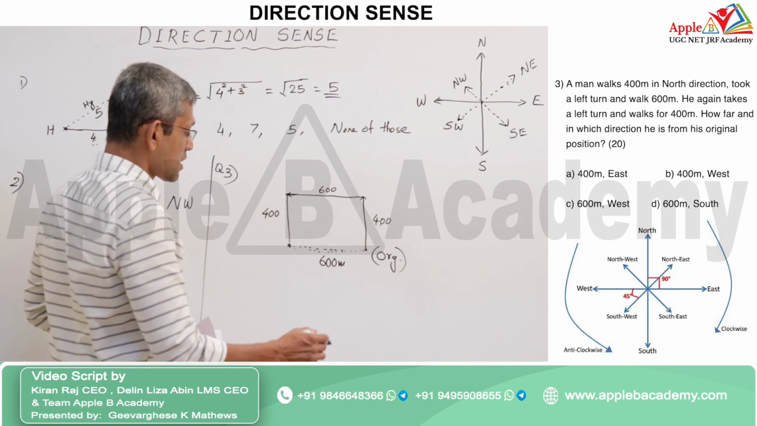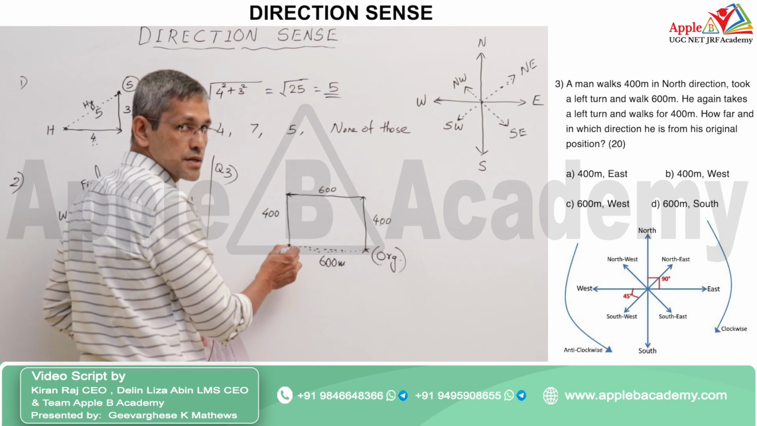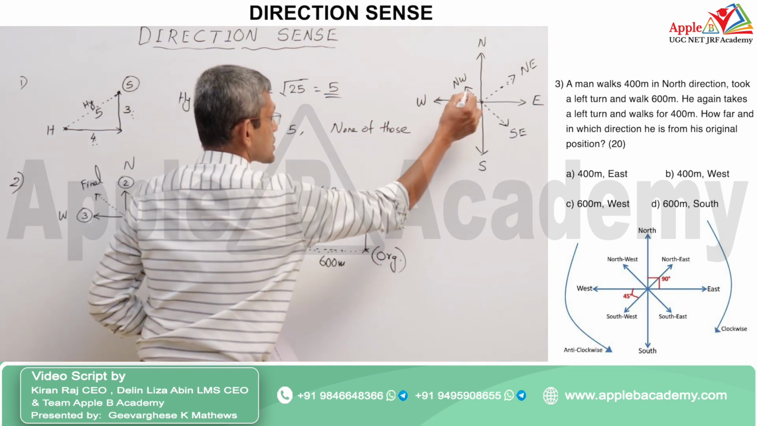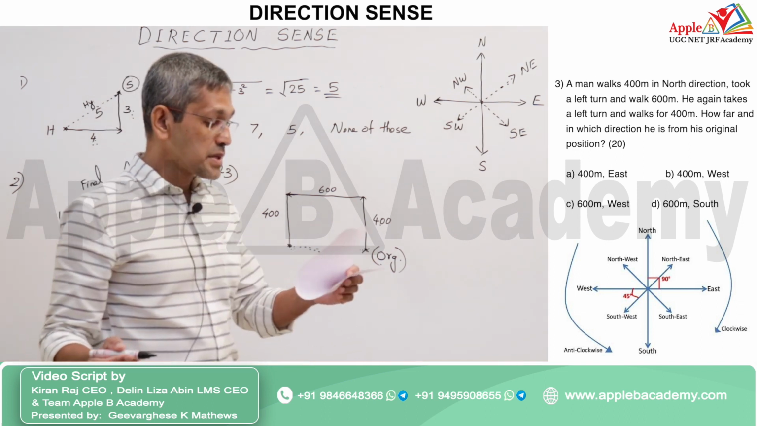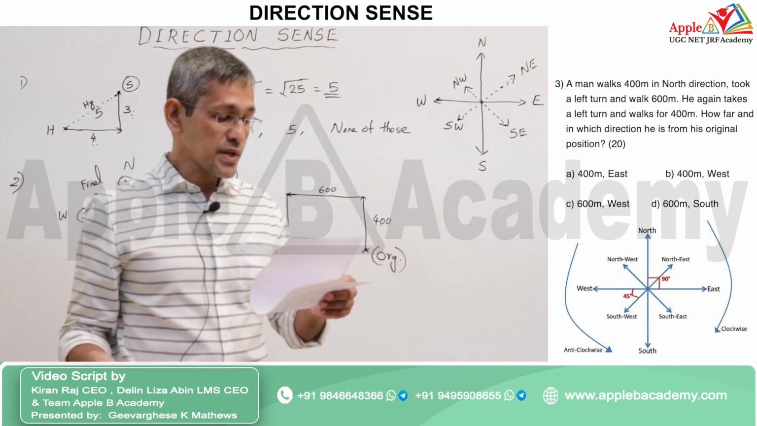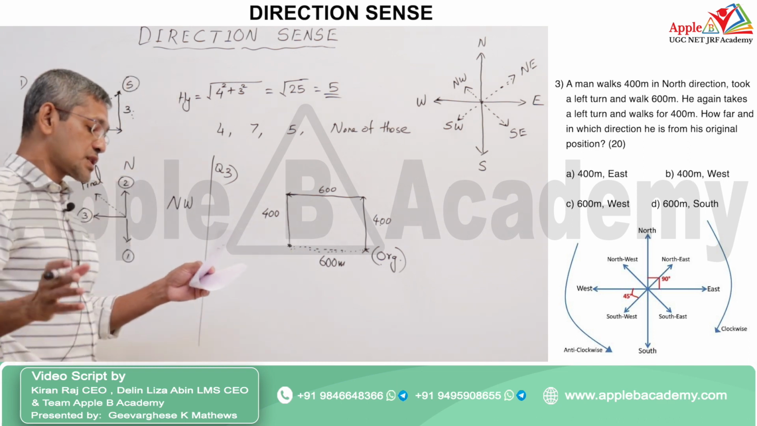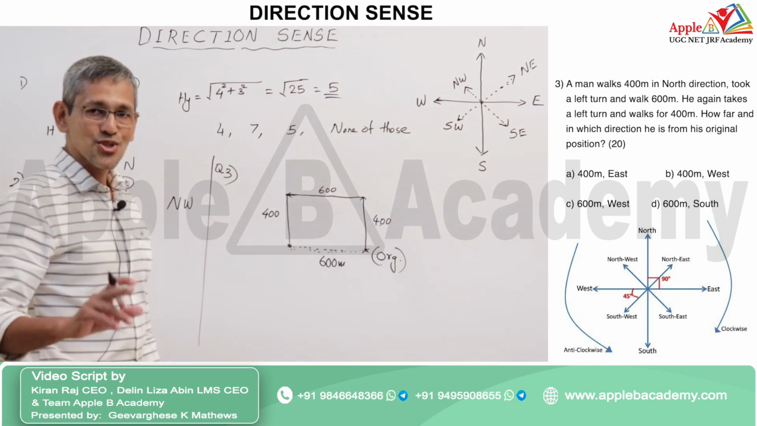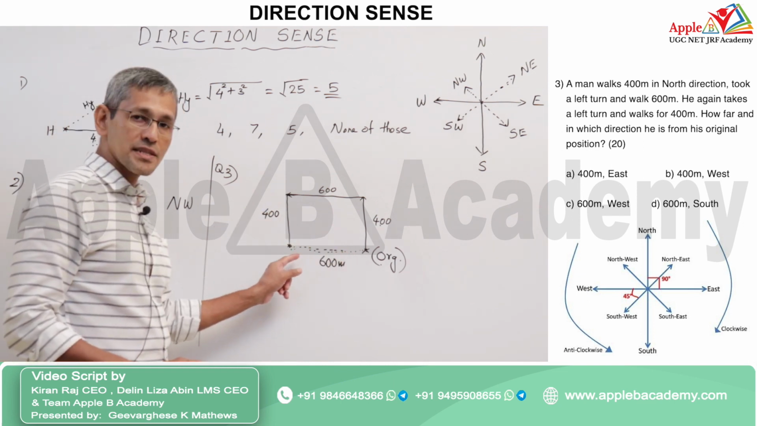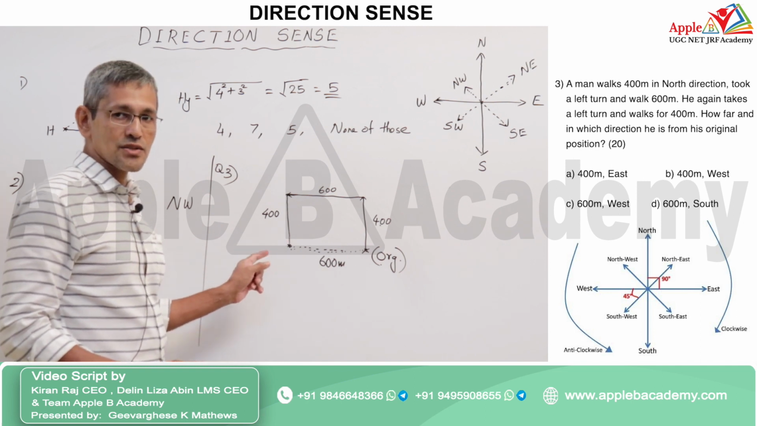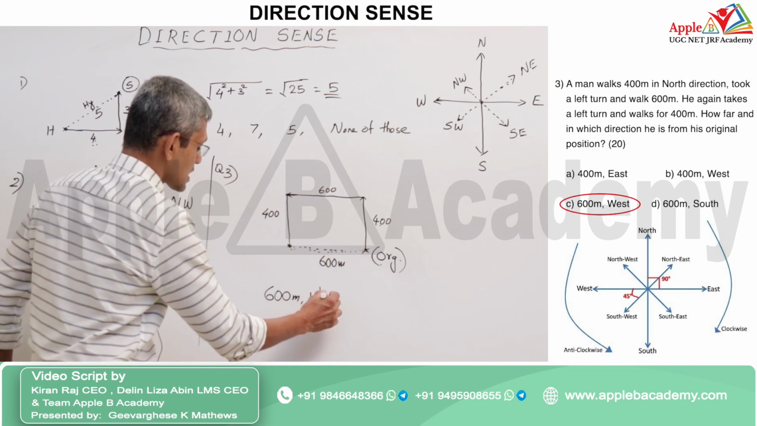And which direction? With respect to this original point, this direction is what? If this is the original position, this direction is what? So that is what it is. This is west. So 400 meters west. So the answer choices we have for this question are 400 meters east, 400 meters west, 600 meters west, and 600 meters south. So the final answer here is 600 meters towards the west direction. So the answer choice is 600 meters west. This is what it is.